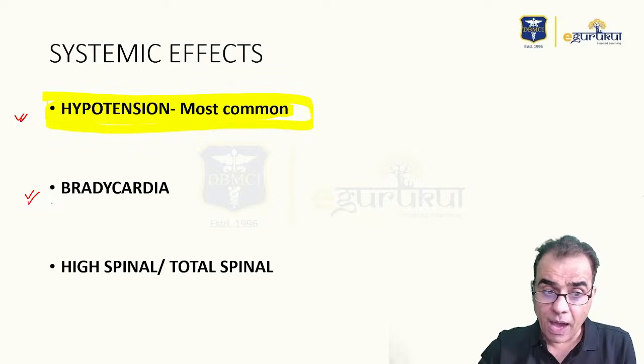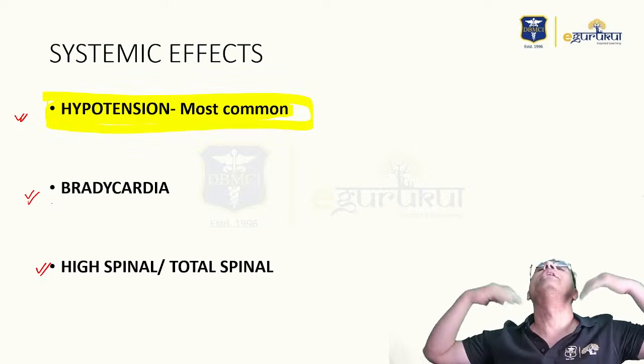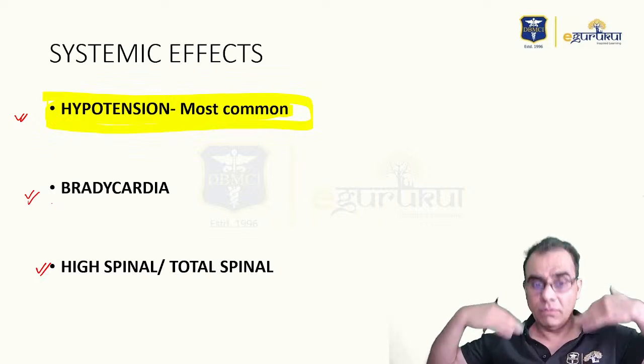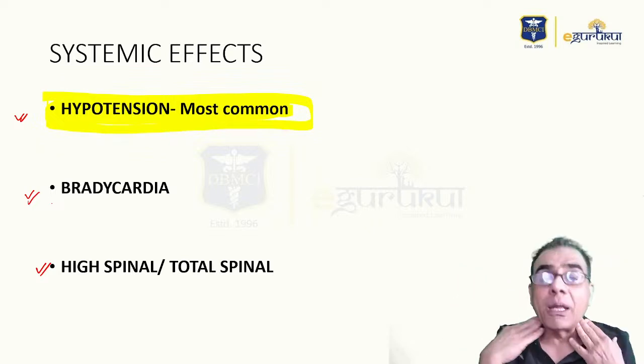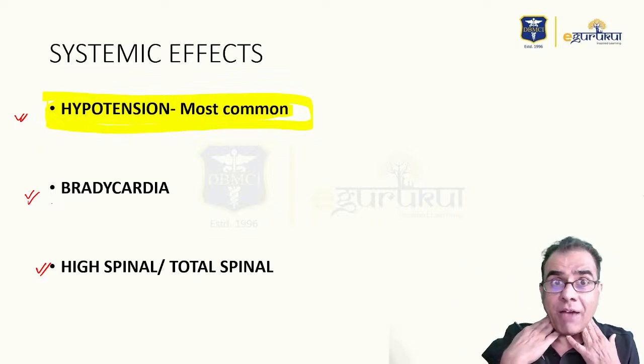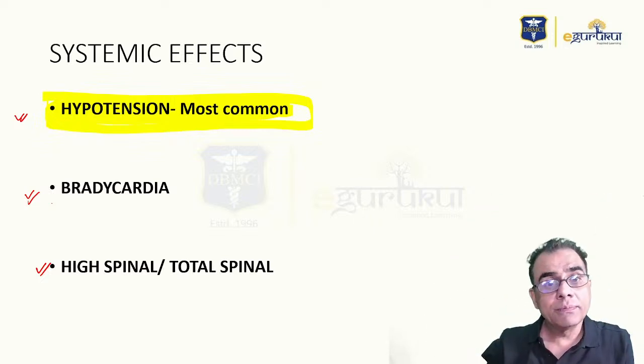Or there can be high spinal or total spinal. High spinal means the drug becomes so high that it can block the phrenic nerve. The drug is spread so high, the spinal level becomes so high that it can block the phrenic nerve. So the patient will have apnea. Or total spinal means the drug may even reach the brain.